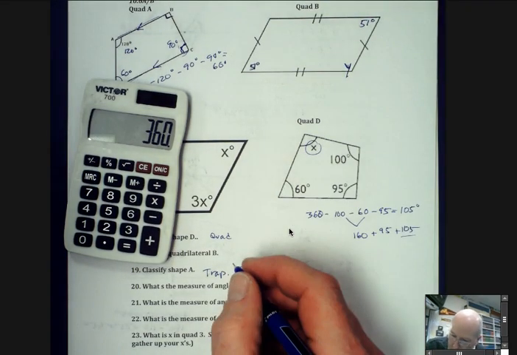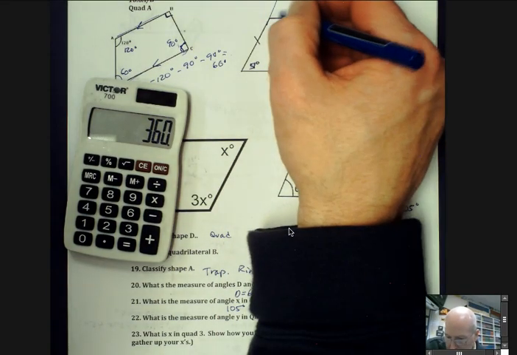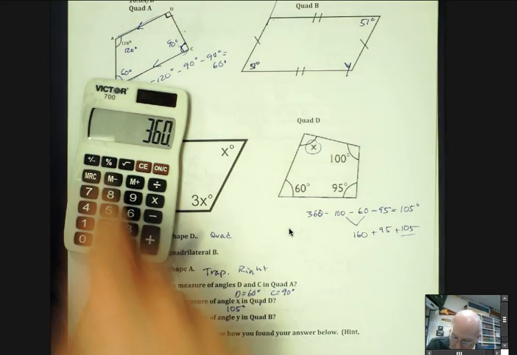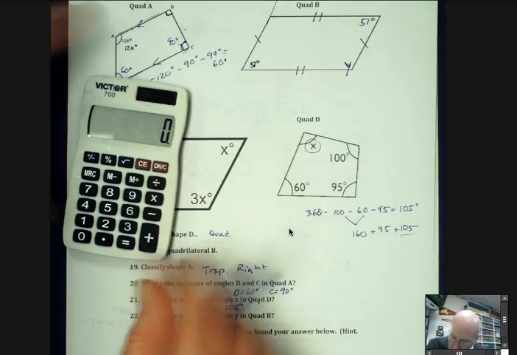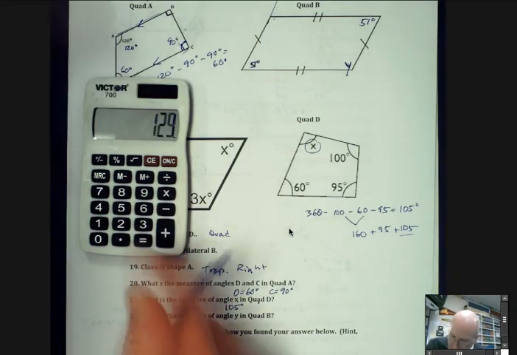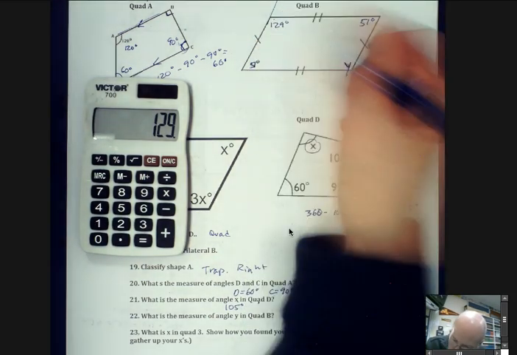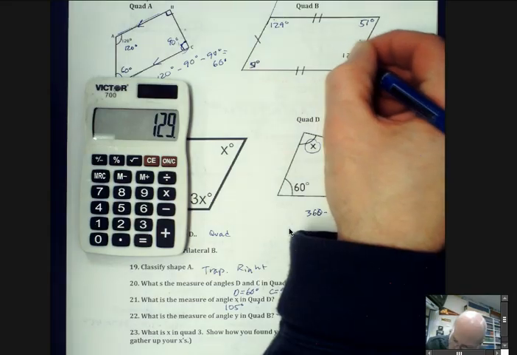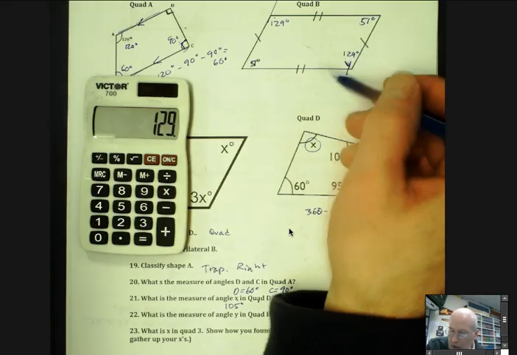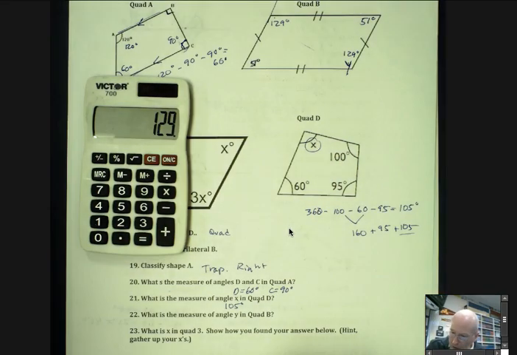And I know that these two angles here together, this angle and this angle, will have to add up to 180. So I'm just going to clear this out. I'll say 180 minus 51, that equals 129. So this would be 129 degrees, and this would be 129 degrees. The opposite angles in this parallelogram will be equal.